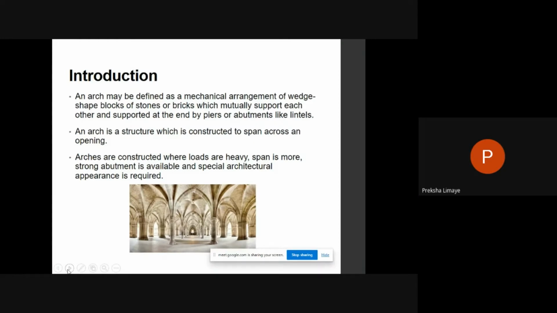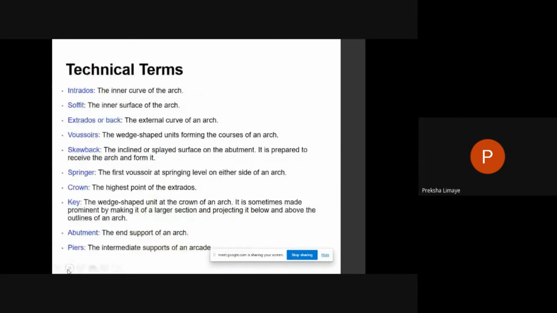So, introduction. An arch may be defined as a mechanical arrangement of wedge-shaped blocks of stones or bricks which mutually support each other and are supported at the ends by piers or abutments, like lintels. An arch is a structure which is constructed to span across an opening. Arches are constructed where load is heavy, span is more, strong abutment is available, and where structural architectural appearance is required.